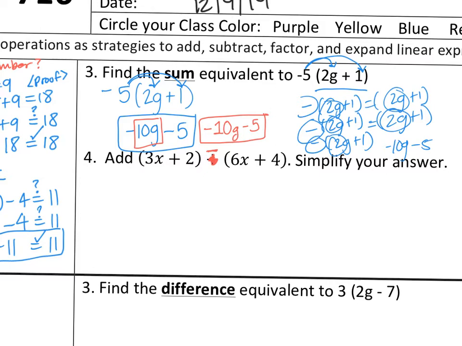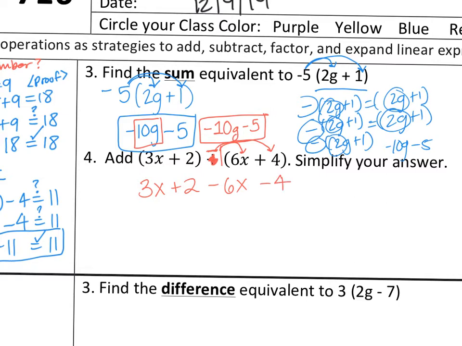So if you have a negative outside of a parentheses, you have to distribute that. I apologize, I forgot to silence my phone. I have to distribute that to each term inside the parentheses. So we have negative 1, technically, times 6x, and negative 1 times 4. So the first expression stays the same, 3x plus 2. Now the next one is negative 1 times 6x is negative 6x. Negative 1 times 4 is negative 4.